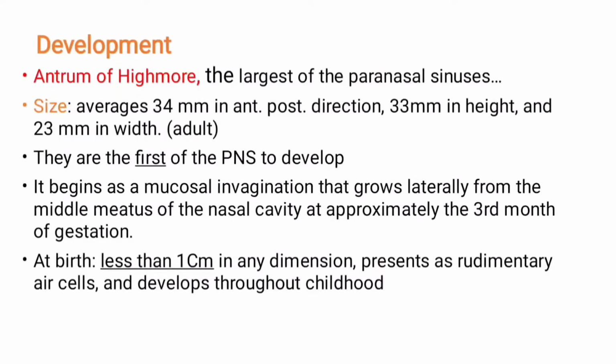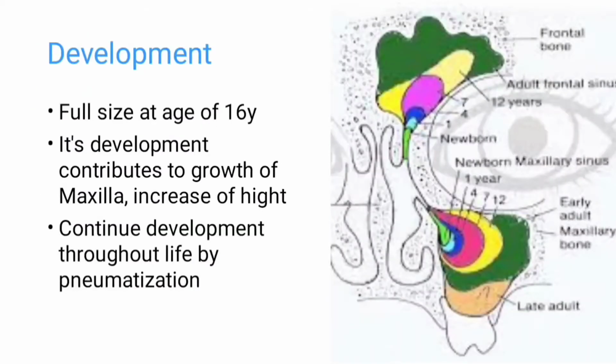It begins as a mucosal invagination within the maxillary bone, starting from the lateral surface of the nasal bone and grows laterally throughout the development of maxillary bone, starting with less than 1 centimeter and continuing development through each year to reach the final volume at adulthood. During its growth, it contributes also to the growth of maxilla in anterior, posterior, and inferior direction till full development.